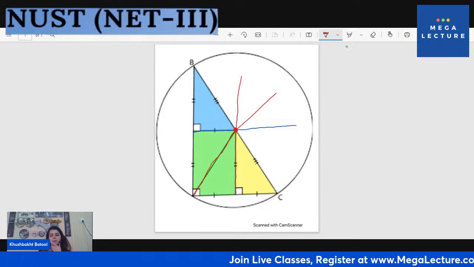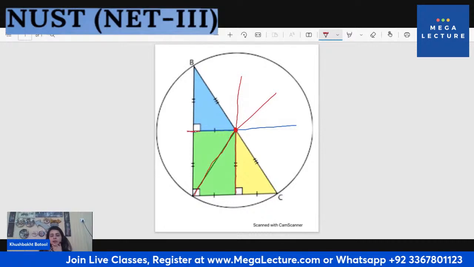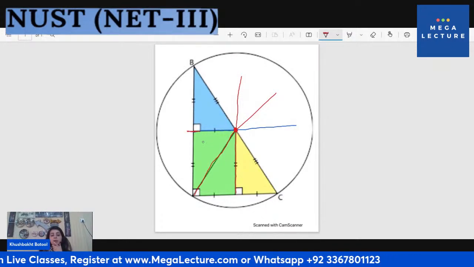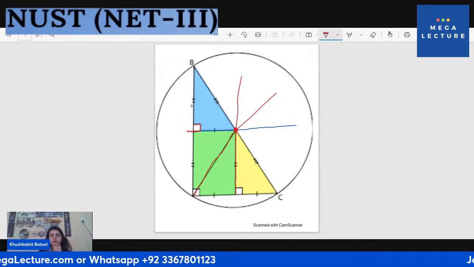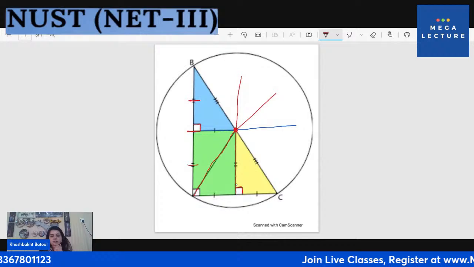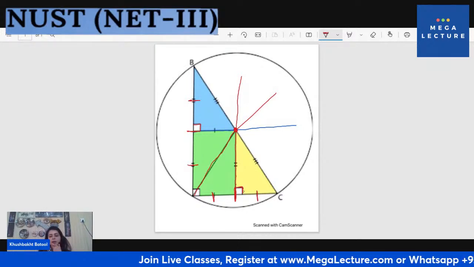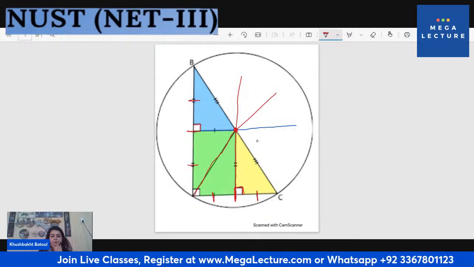Also, you guys can clearly see that this line is basically the perpendicular bisector because this angle is 90 degrees and it is bisecting because this side and this side they are equal. Similarly, this red line is also the perpendicular bisector because it is bisecting and the angle is 90 degrees, right?